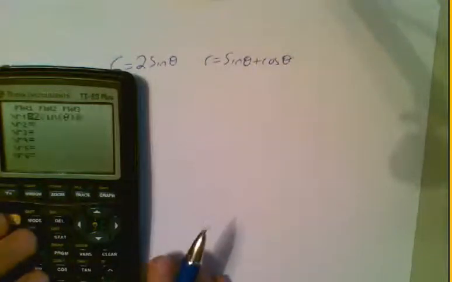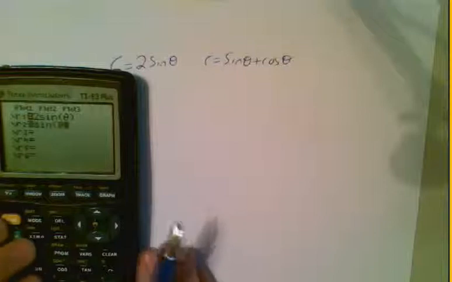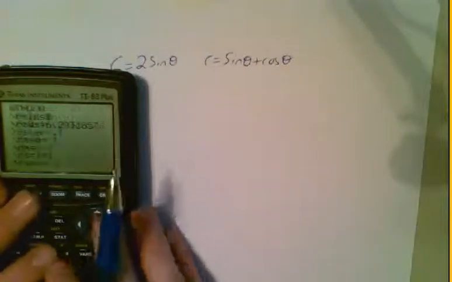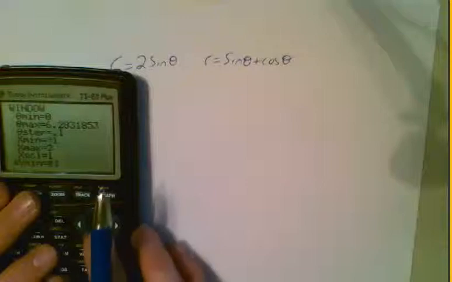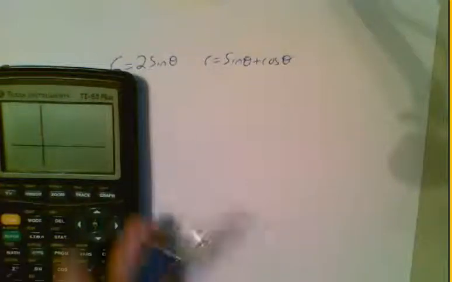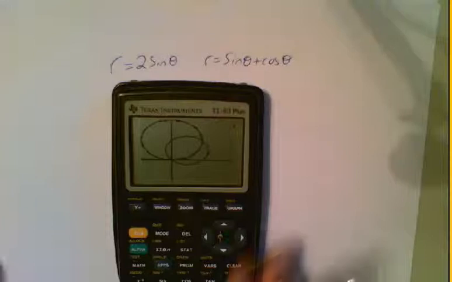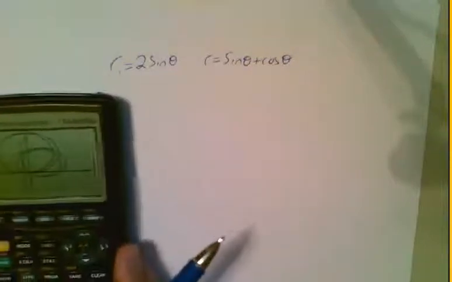So first of all, obviously we need to get a good picture. So let's get that in there real quick. 2 sine theta plus cosine theta. Let's just see if this is good enough. I'll adjust it if we need to. Alright, there's 2 sine theta. Here comes sine plus cosine. Okay, that's not bad.